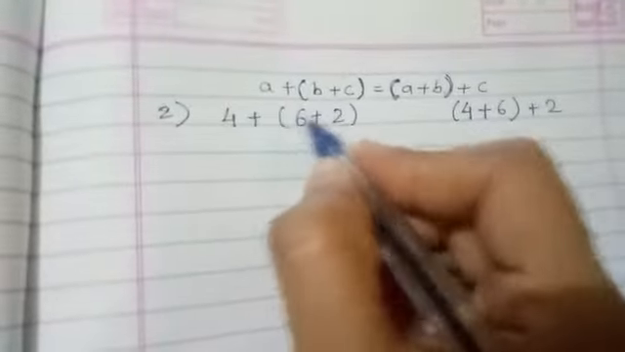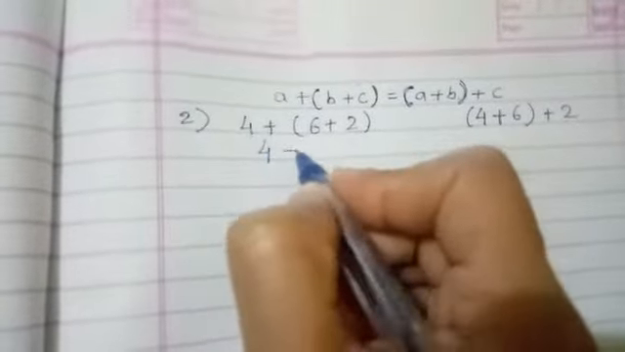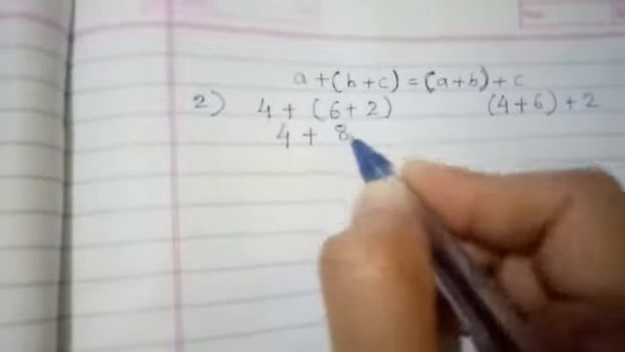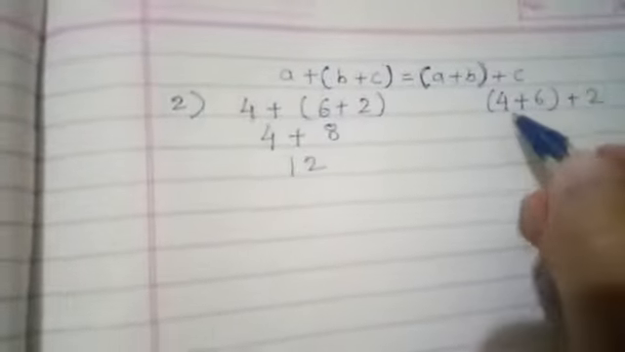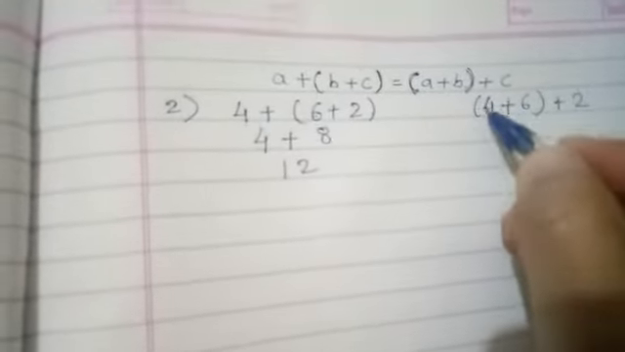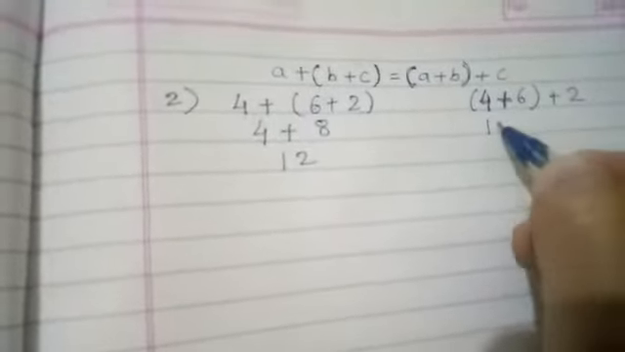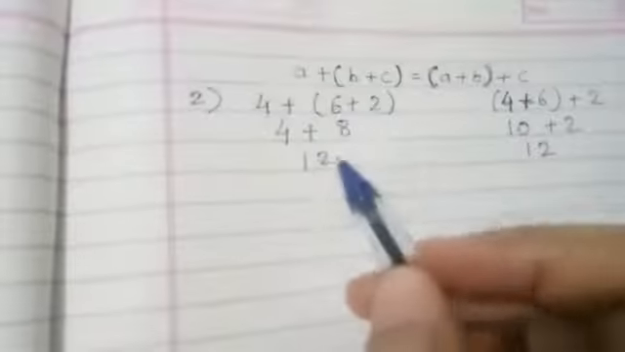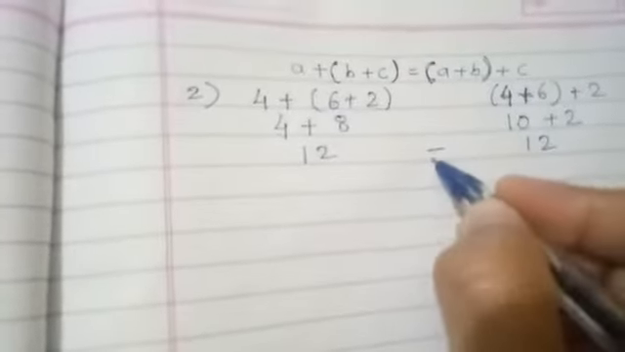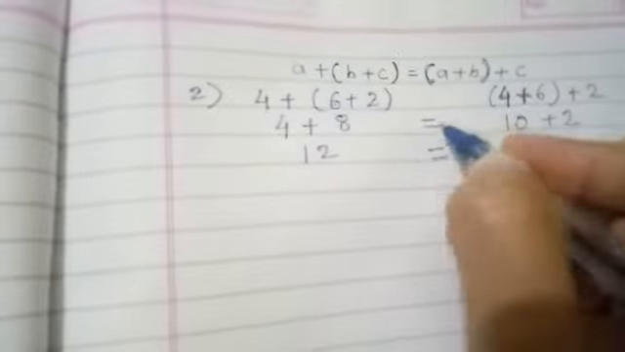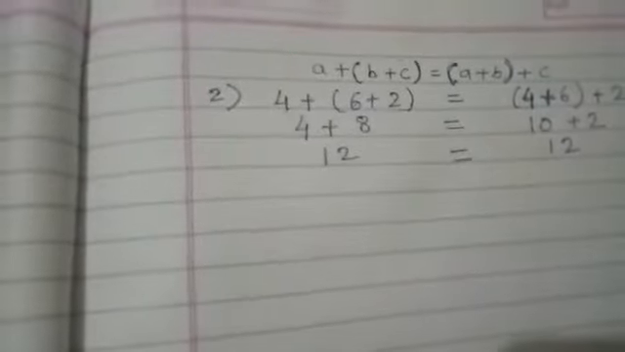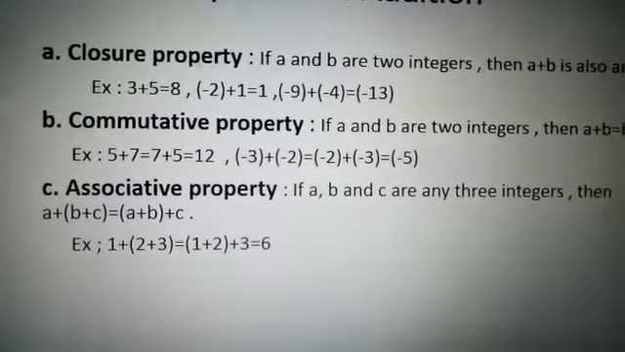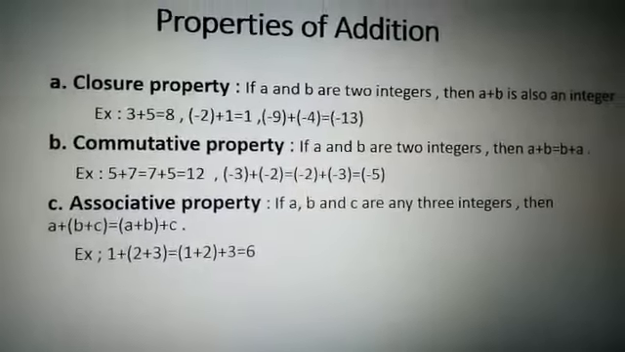Now first we have to solve this bracket. Keep 4 as it is, 4 plus. Now 6 plus 2 will be 8. Now 4 plus 8 will be 12. Now see here. First we have to solve the bracket. 4 plus 6 will be 10. And plus 2. 10 plus 2 will be 12. Now see, both the answers are same. So it is equal. Understand this? Now see here, associative property: A plus B plus C is equal to A plus B plus C.